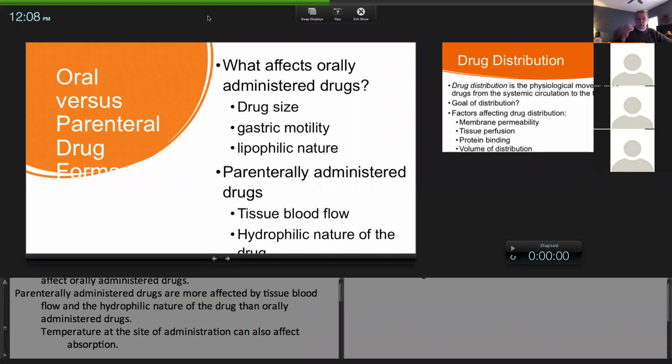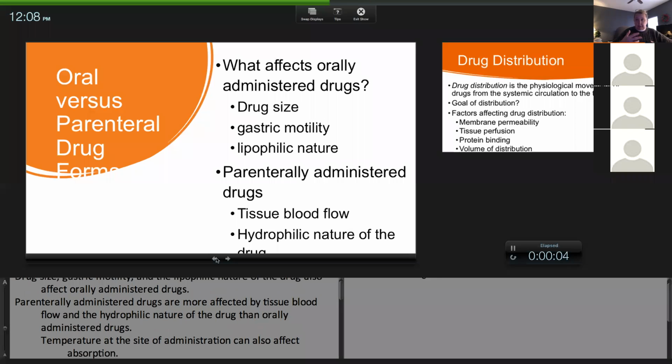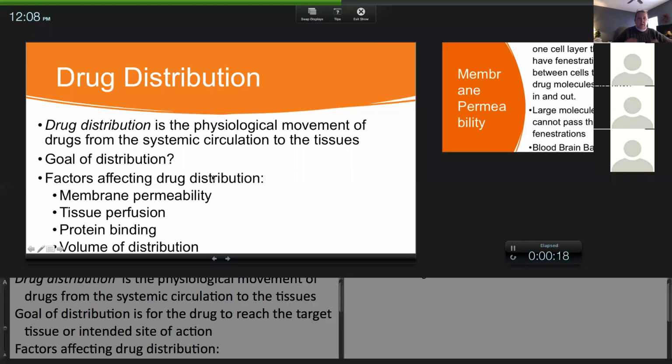So again, in certain situations, heat is applied because we do want to increase absorption. And sometimes a cold pack or giving vasoconstrictive local drugs can delay absorption. So blood flow, the nature of the drug. And then once the drug is in, how it's distributed through the tissues.